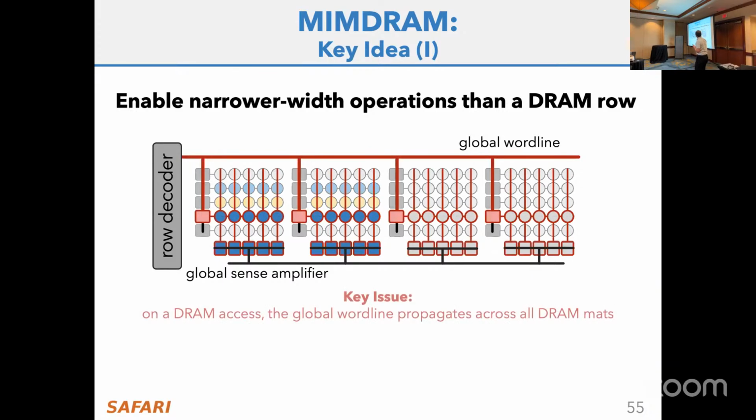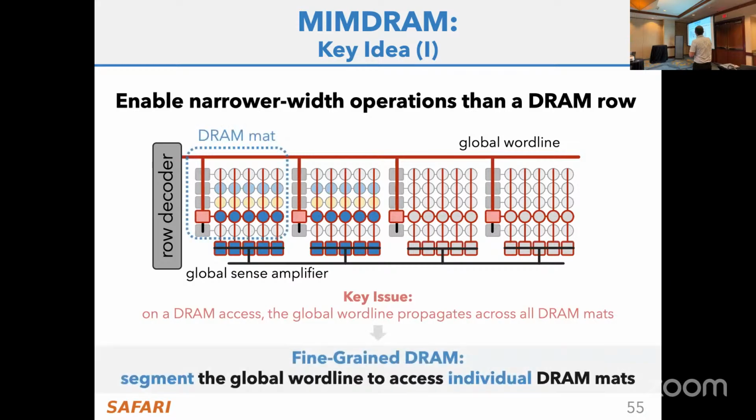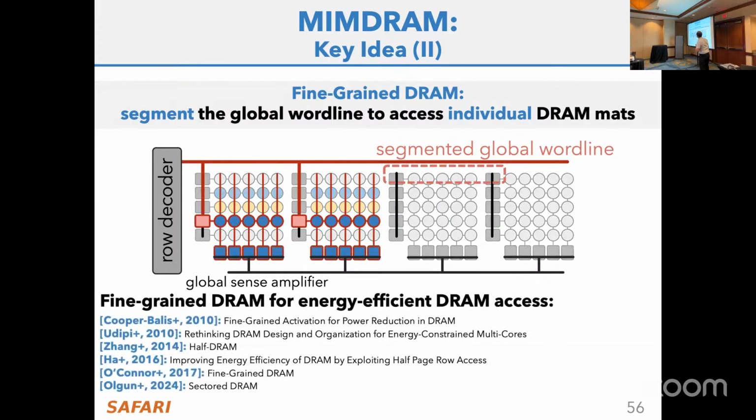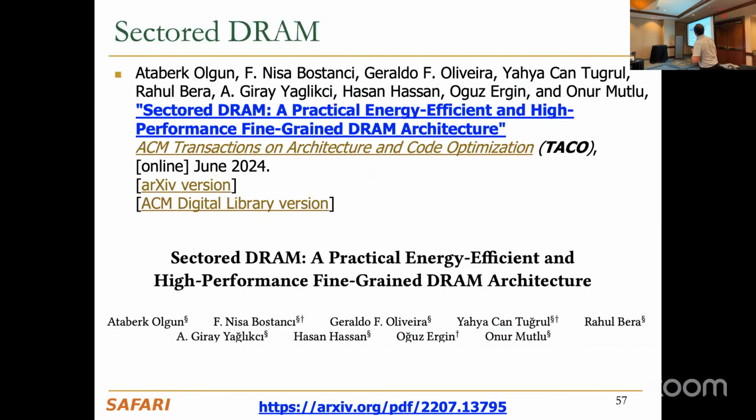So in this work, we take advantage of what is called fine-grained DRAM so that we can enable computation at the mat granularity, a smaller granularity, like 512-bit granularity as opposed to 8 kilobyte granularity in DRAM. And this is enabled by changing DRAM such that it can operate at that granularity by segmenting the word lines, for example. And there's a lot of work in this area, including one from Ataberk that he presented at HPCA recently, which is this one, Sector DRAM.